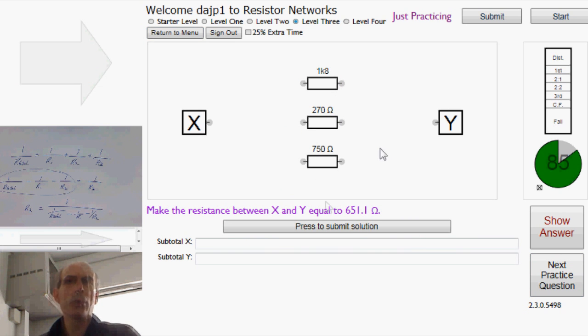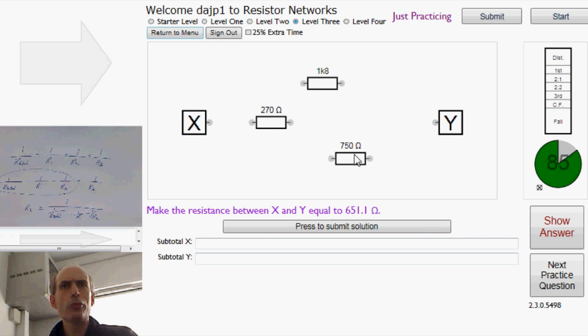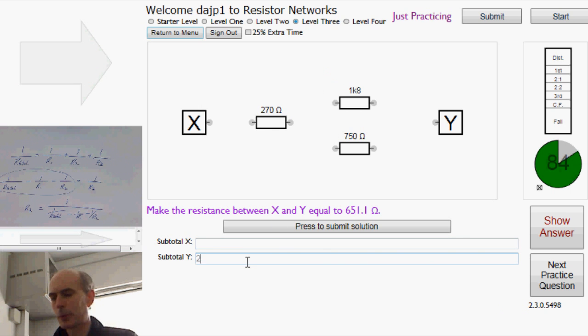And, a design one. This time, we have to make the total 651.1 ohms out of these three resistors. How do you do it? Well, it's bigger than that one. There's quite a lot of possibilities here. Supposing we had 270 and then we put those two in parallel like that, what would that give us? Well, 270 plus 1K8 times 750 divided by 1K8 plus 750. 799.41. Nope, that's not right.